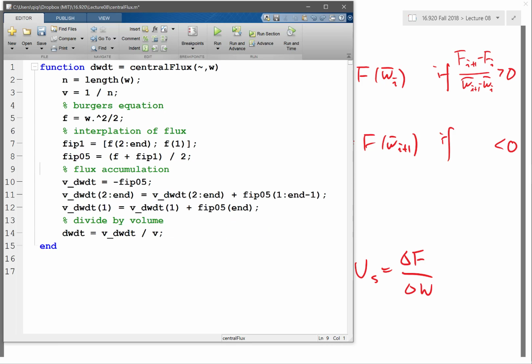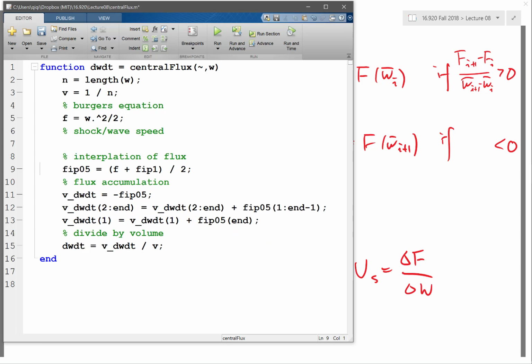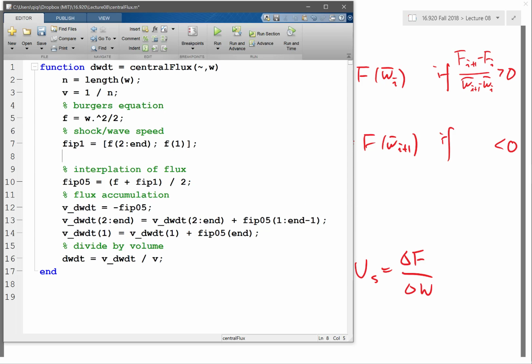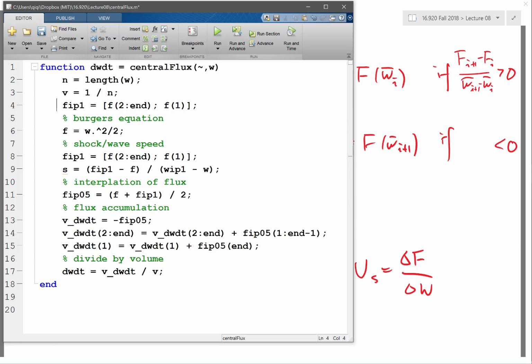Well, actually, let me just move this line to here. F_{i+1}, then speed is equal to (F_{i+1} minus F_i) divided by (W_{i+1} minus W_i), which I haven't computed. So I need to do that here. So W_{i+1} is equal to W, and W. All right. Okay.